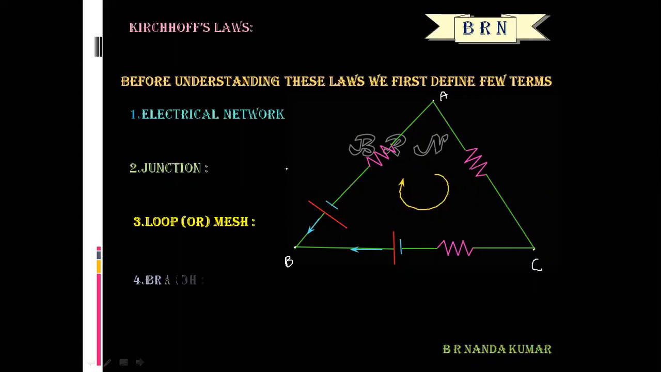The next term is branch. Branch means a part of the electrical network that lies in between two junctions. So look at this electrical network, the circuit. Here A is a junction, B is a junction, C is a junction. AB is a branch, AC is a branch, BC is a branch. A branch is a part of an electrical network lying in between two junctions.